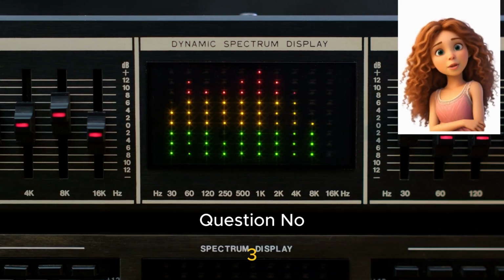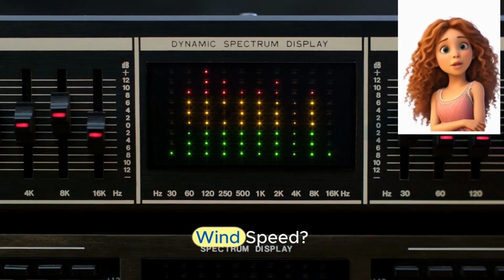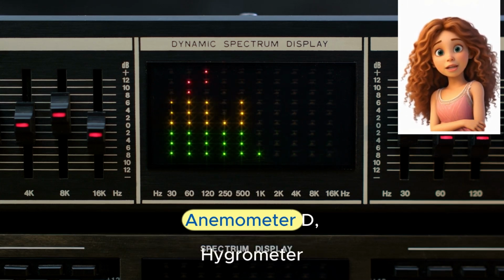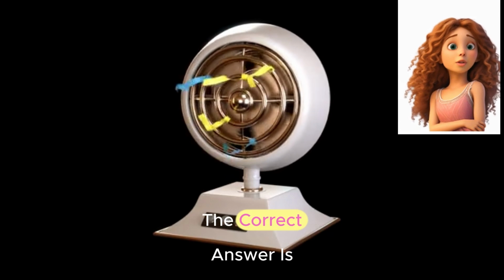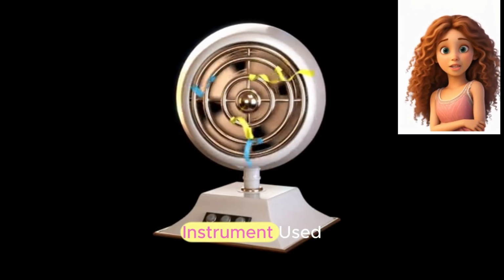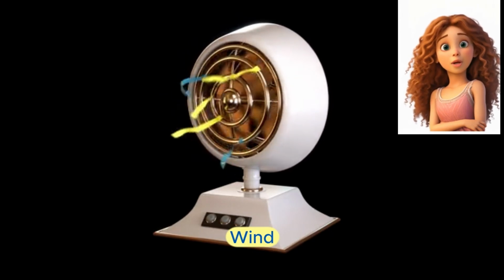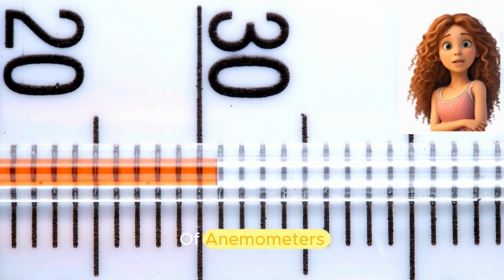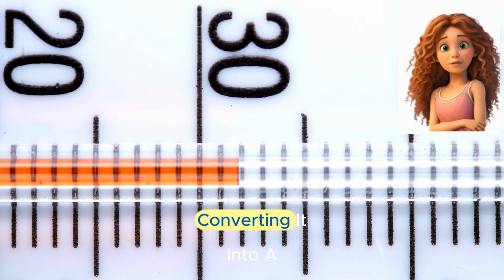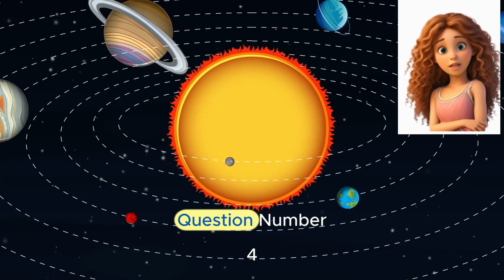Question number 3. Which instrument is used to measure wind speed? A. Barometer. B. Thermometer. C. Anemometer. D. Hygrometer. The correct answer is C. An anemometer. An anemometer is an instrument used to measure the speed of the wind. There are different types of anemometers, but they all work by detecting the movement of the wind and converting it into a reading. Question number 4.